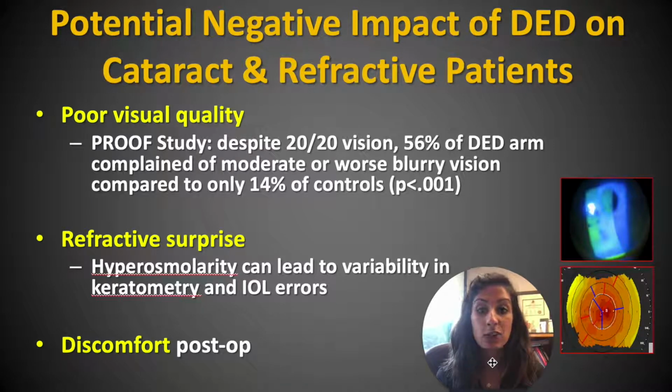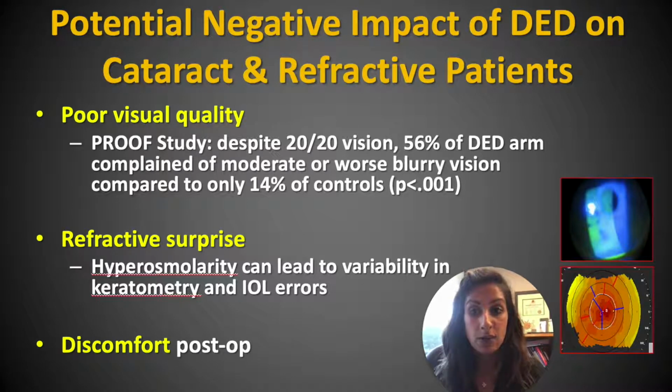There's data in the literature that suggests that hyperosmolarity can lead to variability in both keratometry measurements and resulting IOL power errors. And last but certainly not least, our dry eye patients have significantly more discomfort and pain after cataract surgery. These are the patients that come in and say that surgery was horrible, I had all these complications, and when you ask them what happened, they complain of dry eye symptoms.